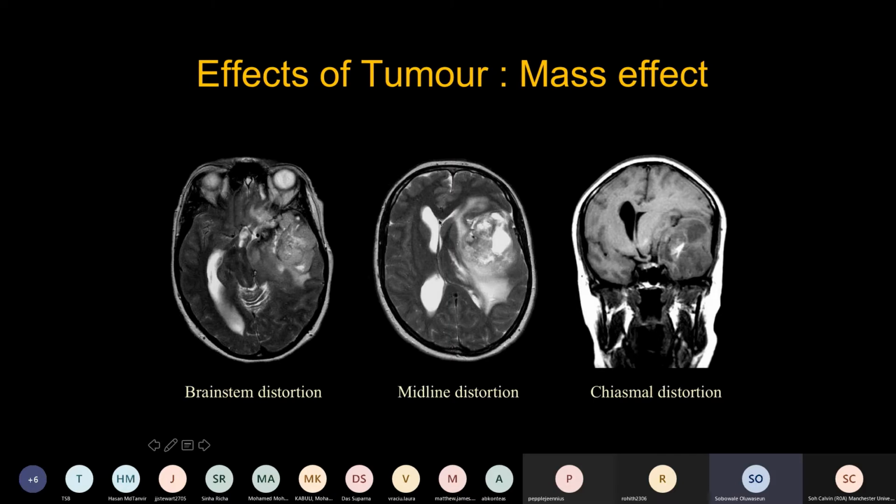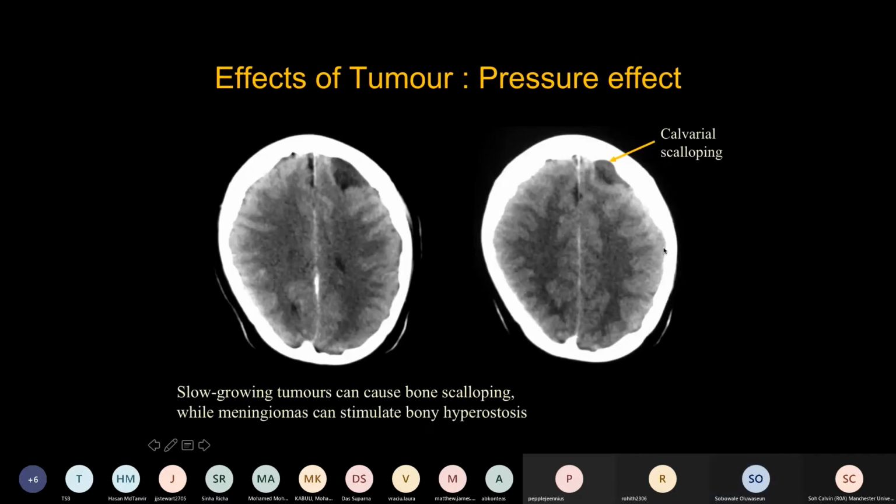You've got midline distortion, subfalcine herniation, and if there's bad enough mass effect here, it can also distort the optic chiasm. There's a mass effect. You get a pressure effect. So the slow growing lesion will slowly start scalloping, eroding the calvarium. So once you see this, you know that this lesion is probably slow growing and has been there for quite a while.